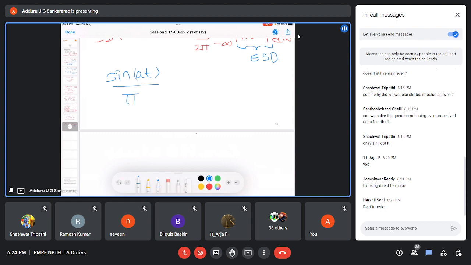This is the time domain. In the time domain, if it is a signal, its Fourier transform is a rectangular pulse. In the omega domain only I'm writing. So its width is 2a, and its amplitude is constant, that is 1. Hope you know this property.